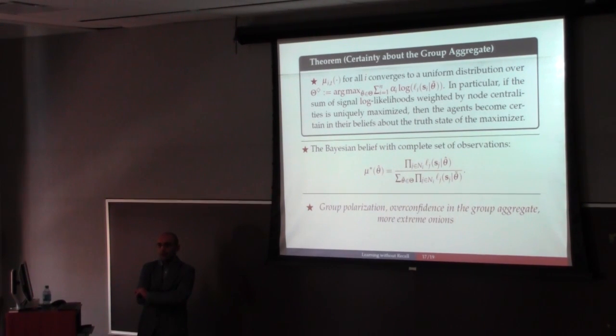That is another way that group polarization demonstrates itself in this rich information belief communication scenario. This overconfidence in group aggregate, people thinking that the more probable state is certainly true, rather than just thinking that it is more probable.